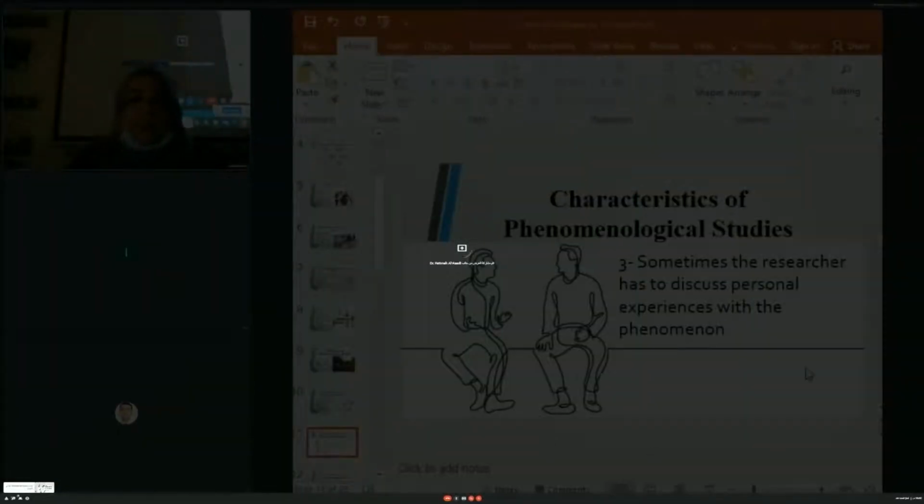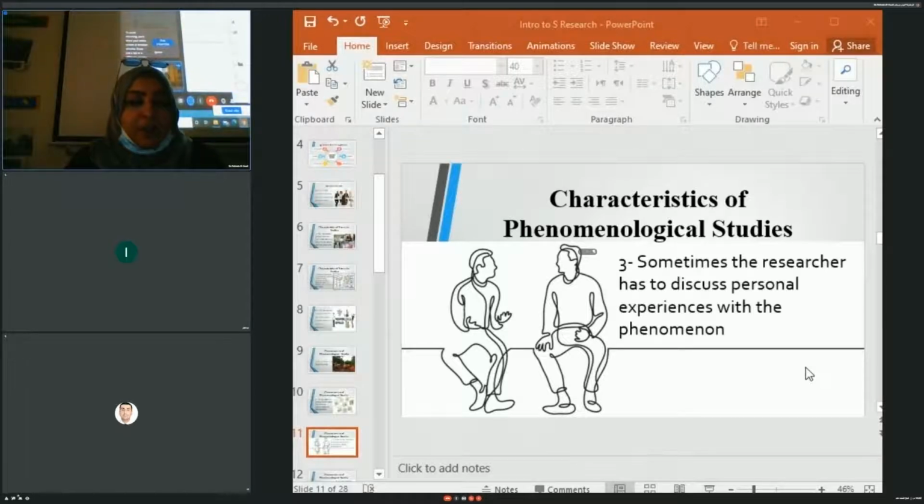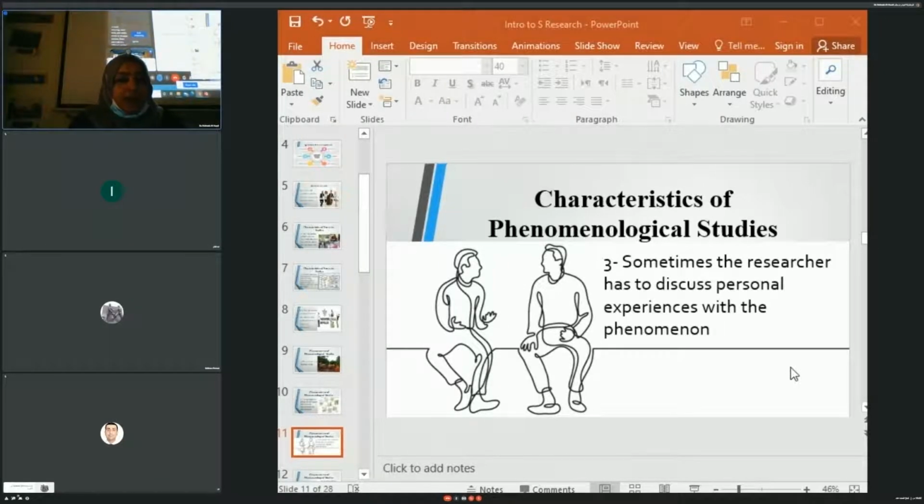Another characteristic of phenomenological studies is that sometimes the researcher has to discuss a personal experience or personal experiences with the phenomenon, which is true for all other kinds of qualitative research, because usually when you start interviewing people, for sure, they'll talk about their experiences. So it's true again about phenomenological studies. And as we see for the COVID-19 example, for sure, people will talk about themselves if they got the virus, or about their friends, their loved ones, their family members, or stories that they've heard about in the media. Same case for any phenomenon that you would like to study.